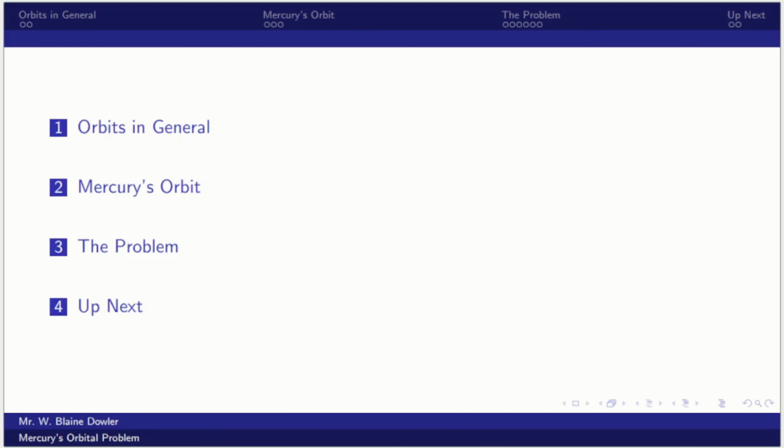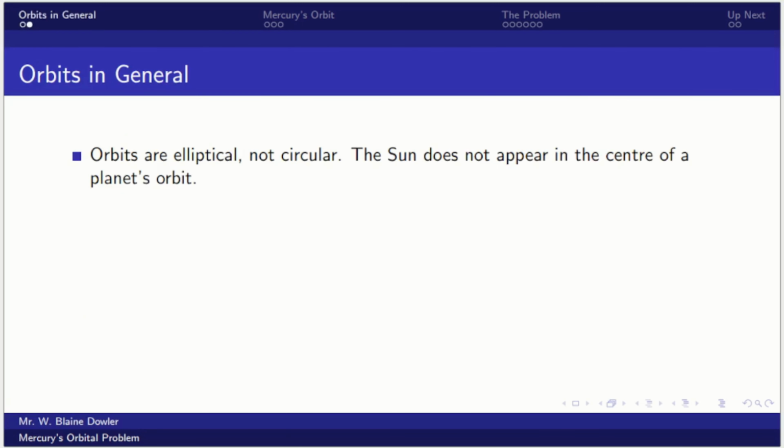To get into that, we're going to have to first talk about orbits in general, and then we'll talk about Mercury's orbit in particular, and what the problem was with it. So, orbits in general. Orbits are elliptical, not circular. The sun does not appear at the center of a planet's orbit. It's actually a little off-center.